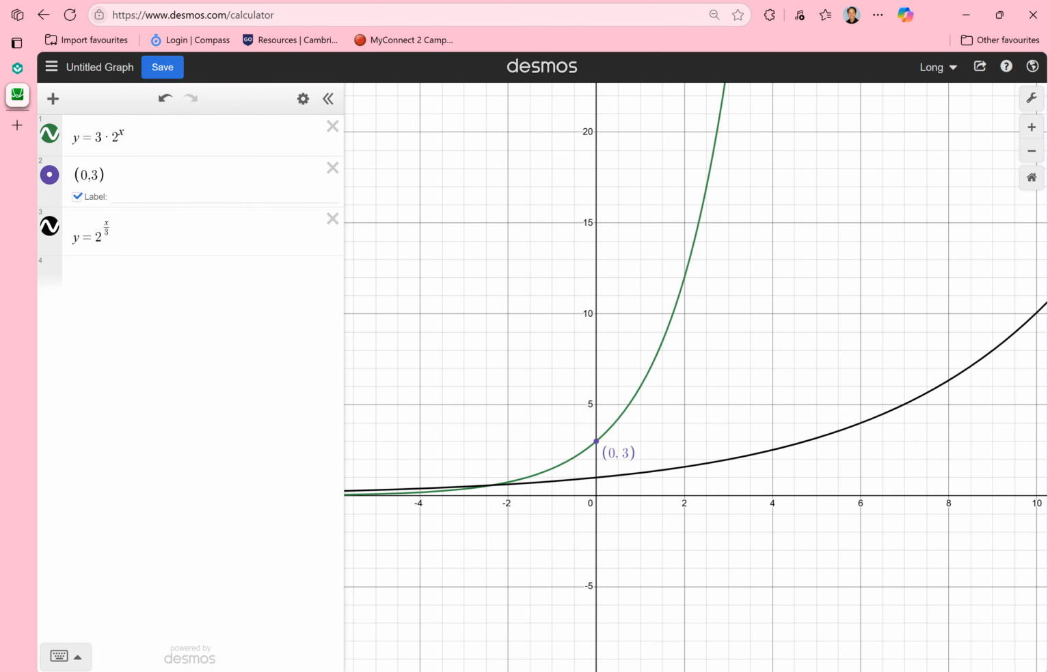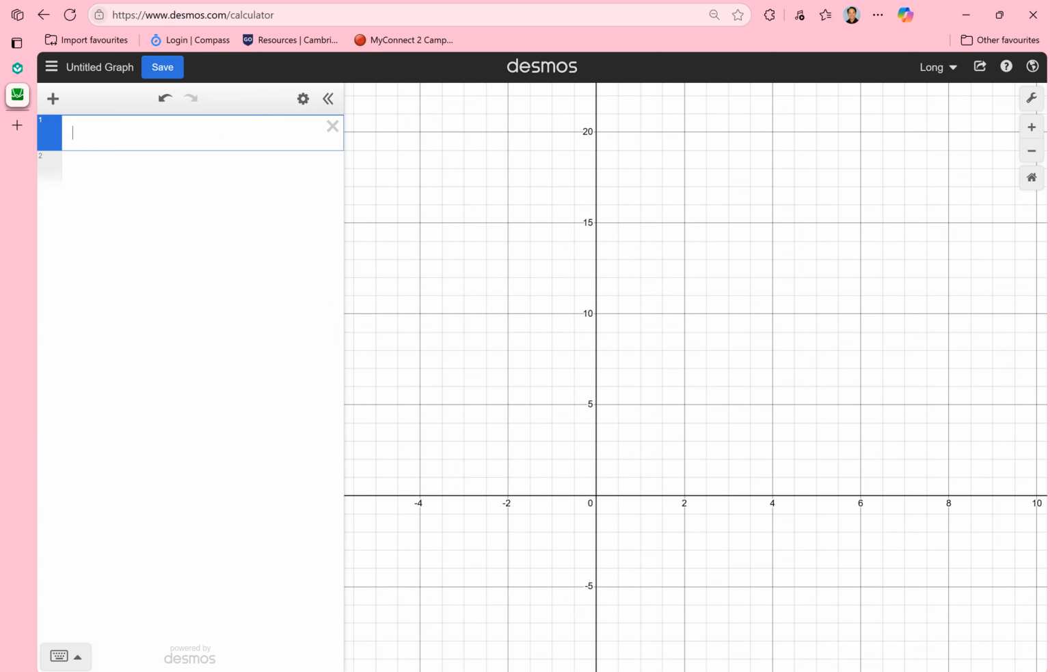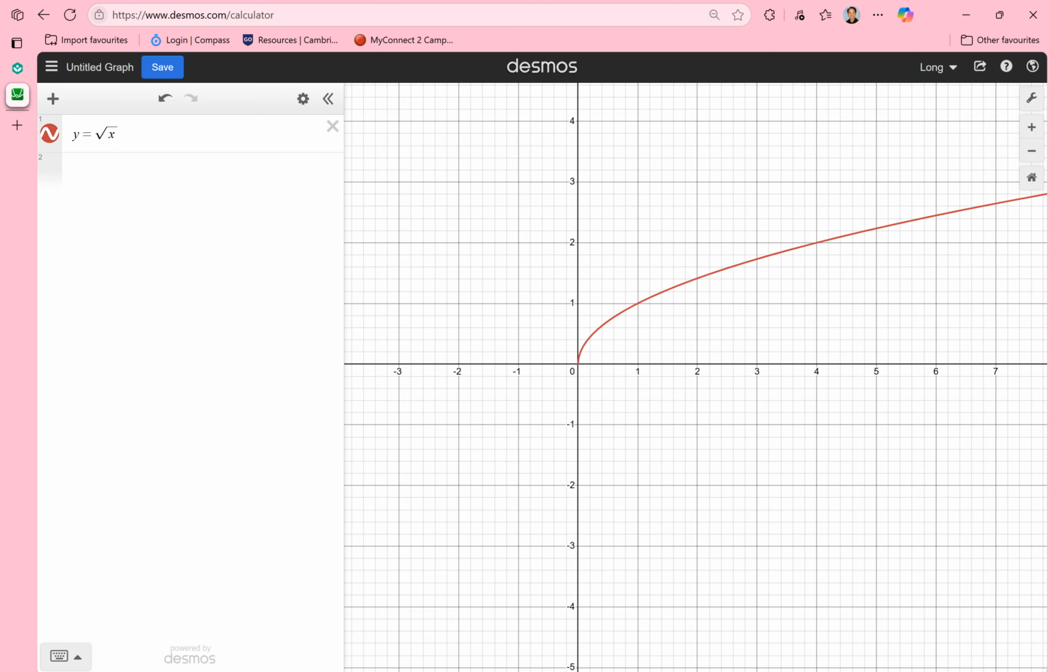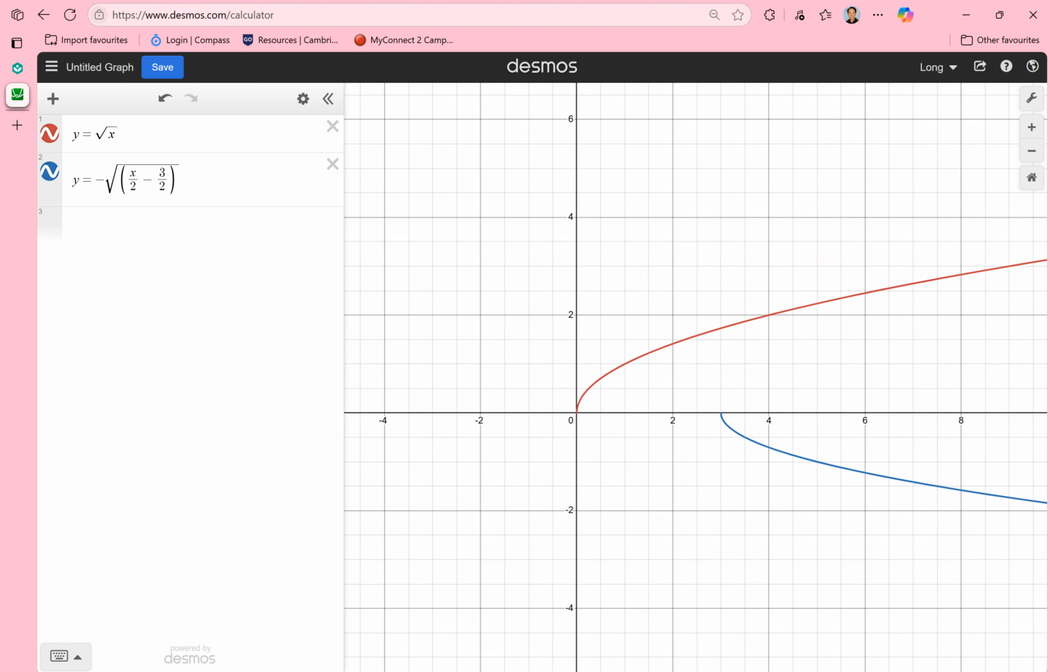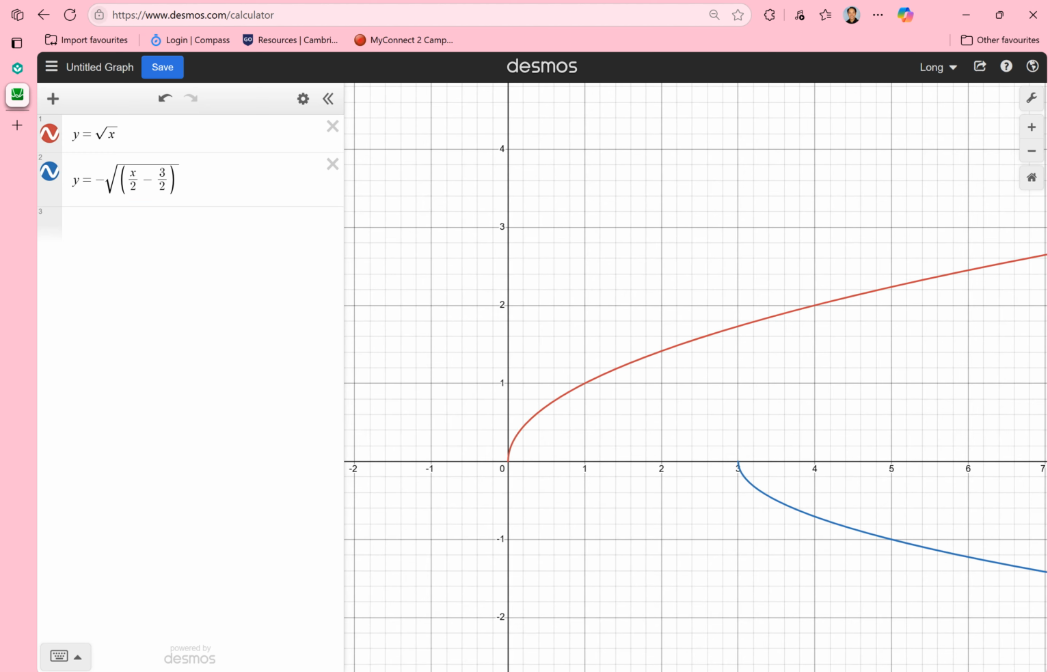I'll delete them all. Y equals square root of x. Here we go. That's our function. Let's make it look a bit nicer. There we go. We're going to type the new one that we just figured out. So it's y equals negative root of x over 2, and I think it was minus 3 over 2, yeah? So, can you see? Definitely moved to the right by 3. It's definitely flipped as well, because that's what we asked.